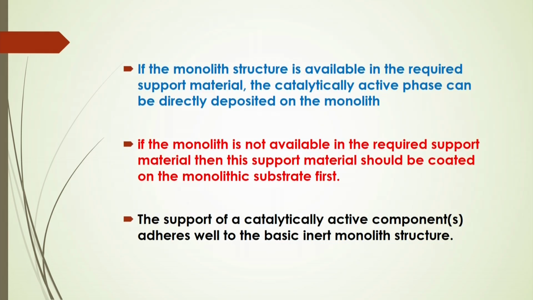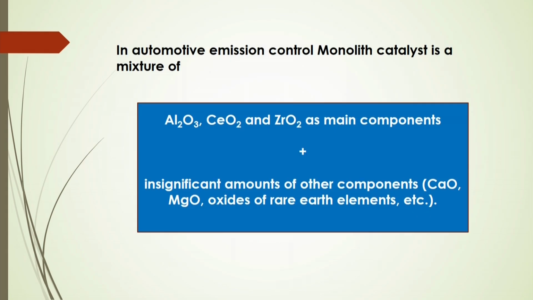Now, if the monolith structure is available in the required support material, the catalytically active phase can be directly deposited on the monolith. And if the monolith is not available in the required support material, then of course, this support material should be coated on the monolithic substrate first, and the support of the catalytically active components adheres well to the basic inert monolithic structure.